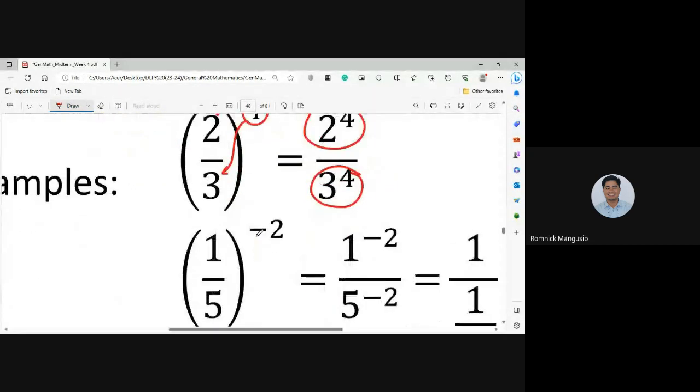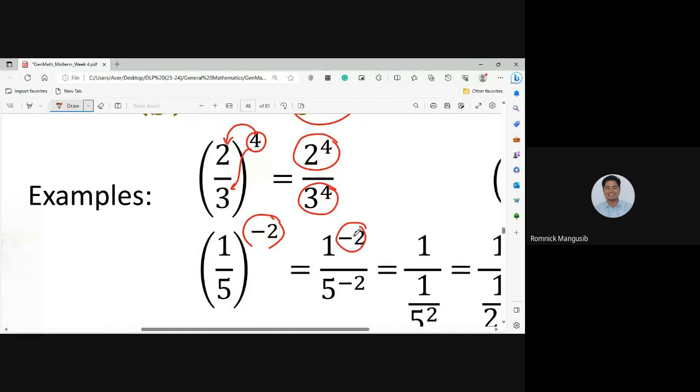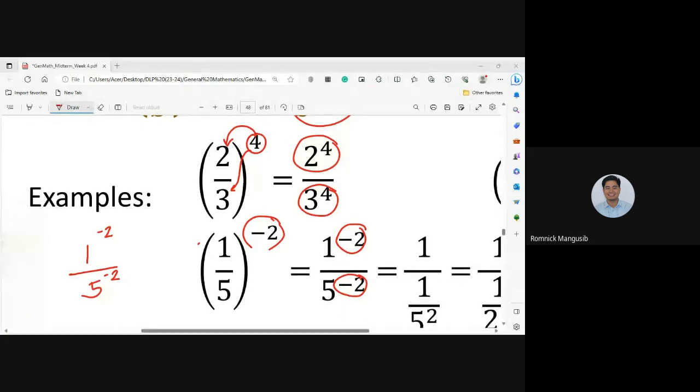Okay? Another. Even if it's a negative number, you can still distribute. Negative 2 will become the exponent. So, (1 over 5) raised to negative 2: 1 raised to negative 2 over 5 raised to negative 2. What happened, class, is that you copied the 1 and the 5, and put negative 2 on the 1 and negative 2 on the 5. That's all it did, if you observe carefully.